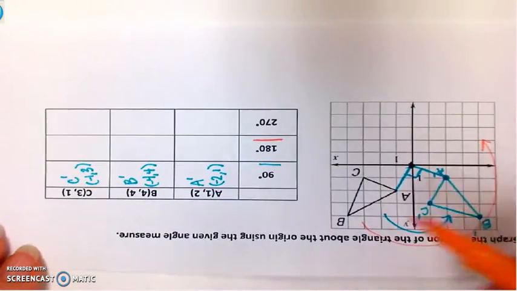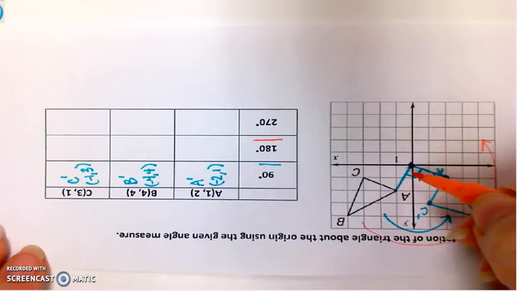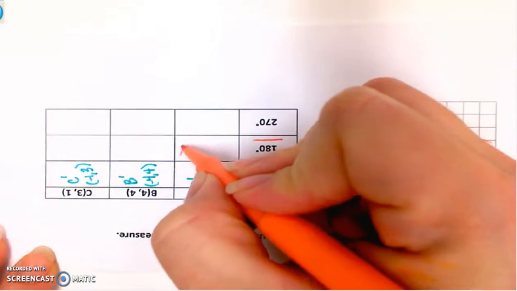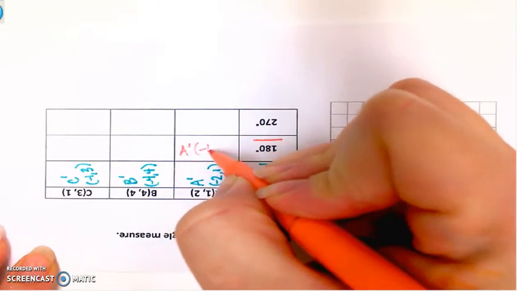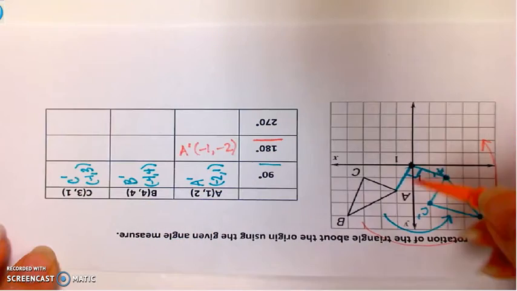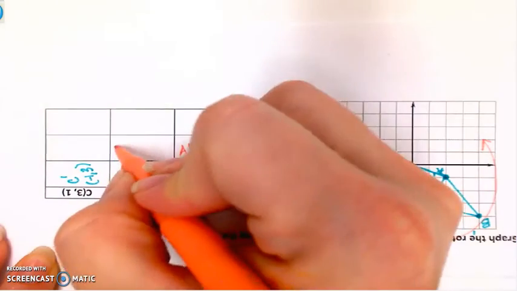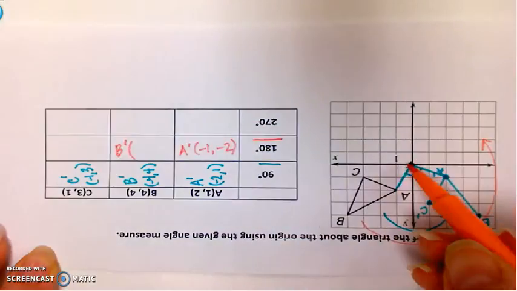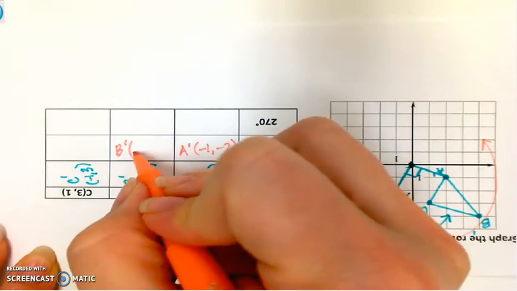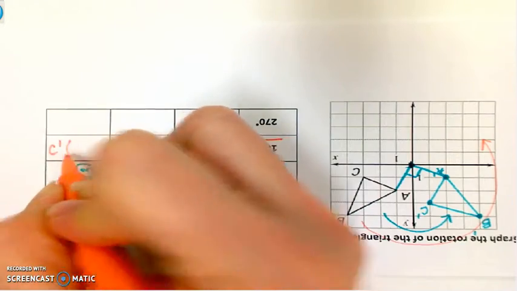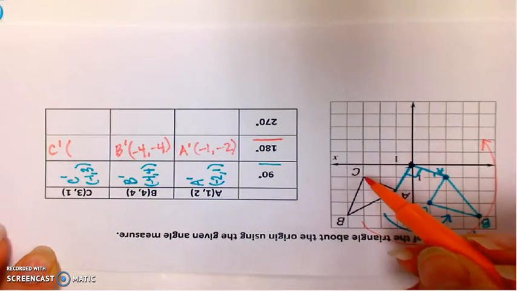So now if I'm looking at this as if it were in quadrant 3, I'm thinking, okay, this would be -1, -2. A prime at -1, -2. B prime looks like it's at -4, -4. And C prime, -3, -1.